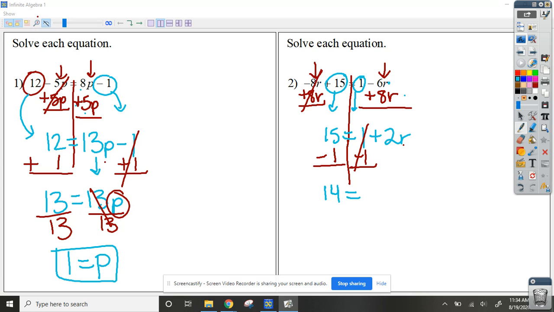Bring down my equal sign. I need to bring down the 2r. r is being multiplied by 2. So I need to cancel that 2 away by dividing it, which means I need to divide over here as well. So what is 14 divided by 2? 7. r equals 7.